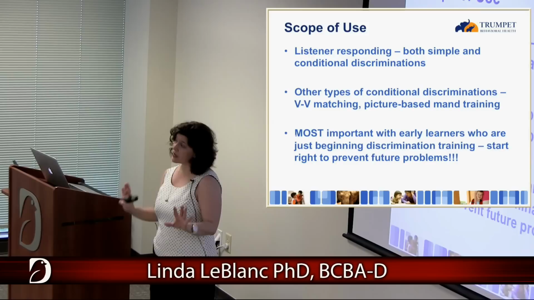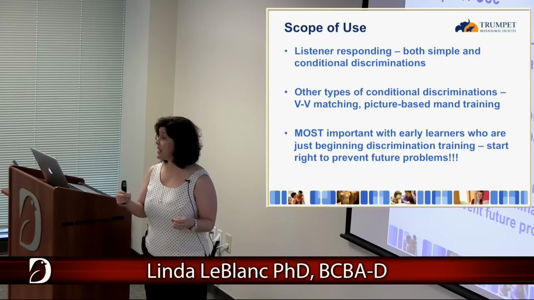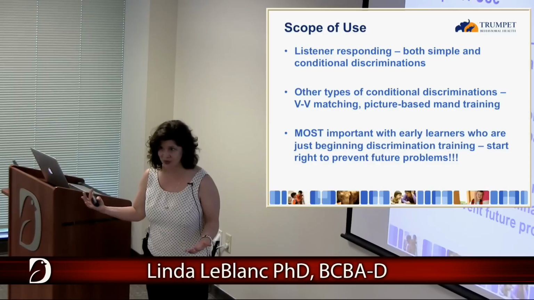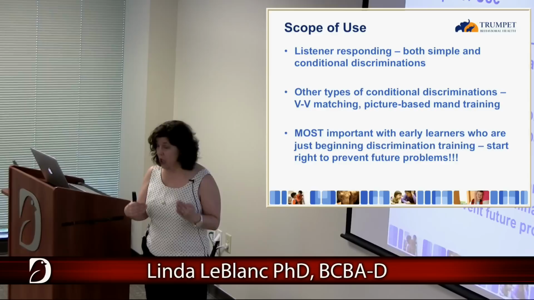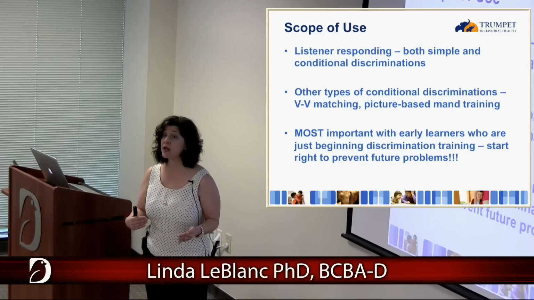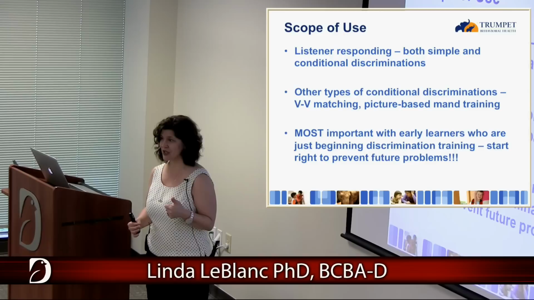Final thing I want to make clear to you is that these best practice guidelines are most important with early learners who are just beginning discrimination training. It is not that it's not a good idea to keep doing your training this way, but discrimination training is often one of the first things that will occur in those first 3 to 6 months of working with a young learner. And if you don't have this kind of discrimination training optimally designed, you can produce a very faulty learning repertoire. And primarily what can happen is you teach your learner not to attend to what the teacher says. Just watch for clues. What are you looking at? Where's your hand? Which one's on the right?